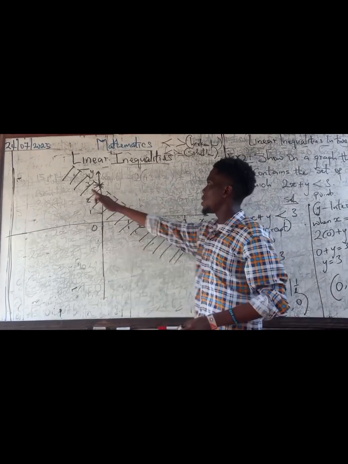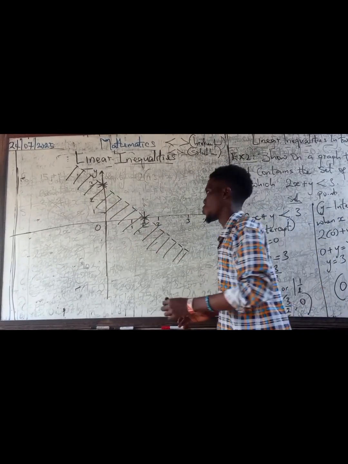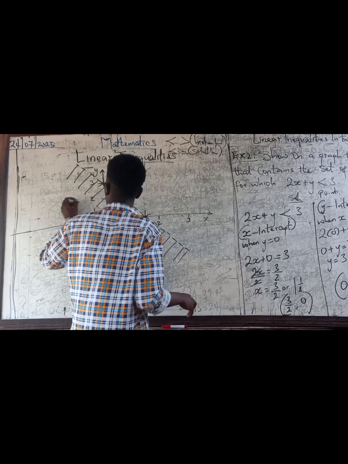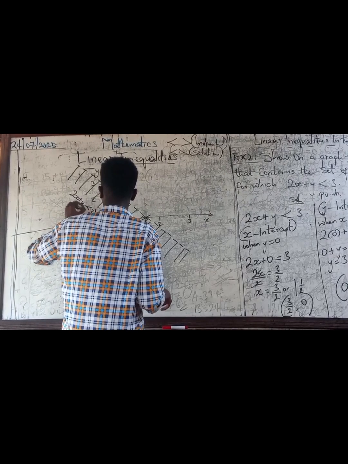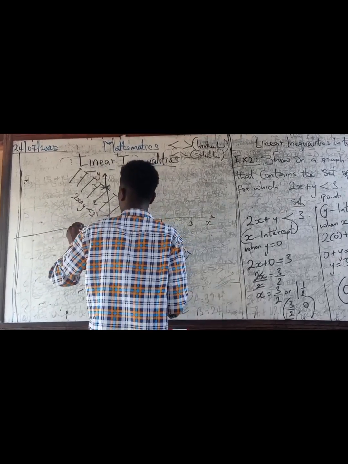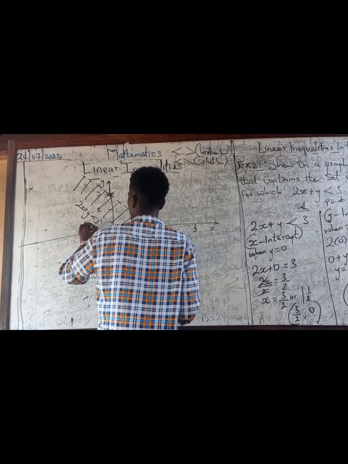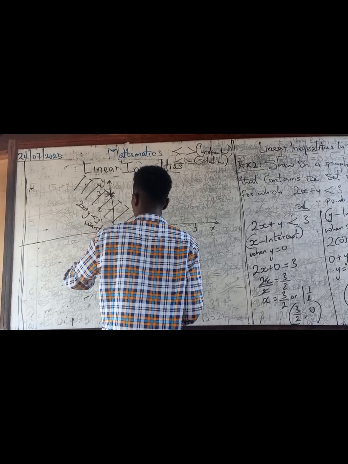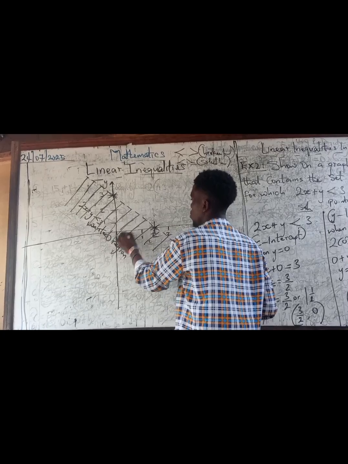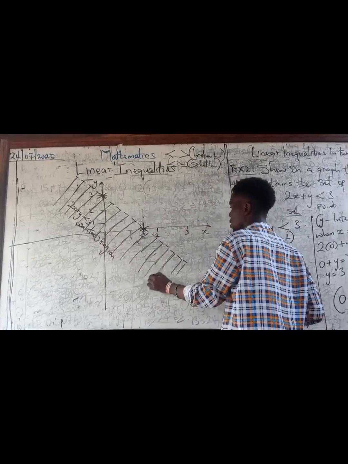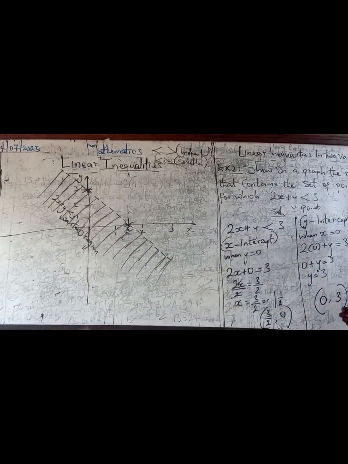So this shaded region or this shaded portion tells us that this is the wanted region. So I'm going to write here 2x plus y is less than 3. I'll call this the wanted region. So it tells us that this is the area or the region that satisfies this inequality.